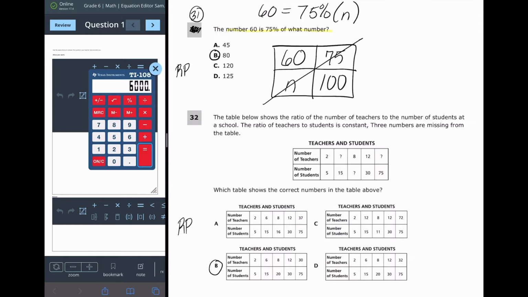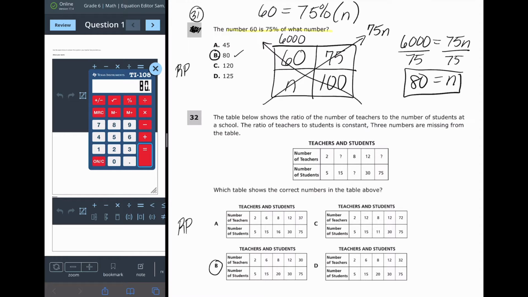And now we're just going to do our cross products. 75 times a number is just that, 75 times a number. And 100 times 60 is 6,000. And you can use your calculator if you need to do that. Now I'm going to write down that equation. 6,000 is equal to 75 times a number. And now I'm going to divide both sides by 75, so I have only one number on one side. And we're going to clear our calculator. 6,000 divided by 75 gives us 80. And that's why we have our answer choice B.